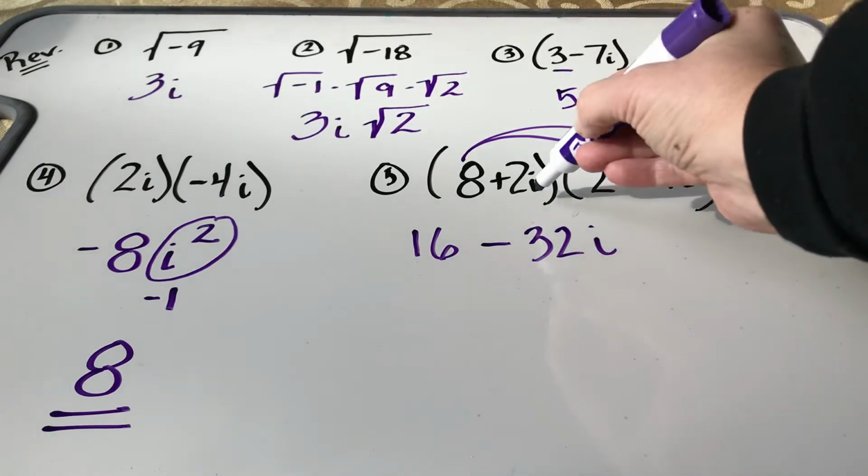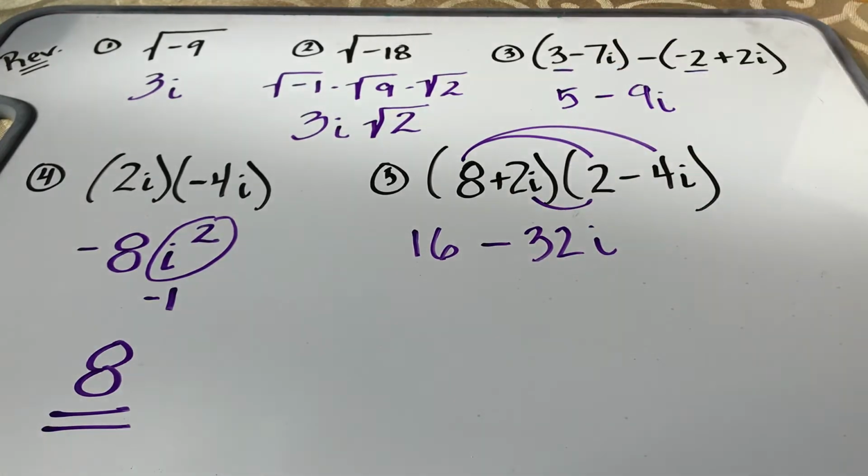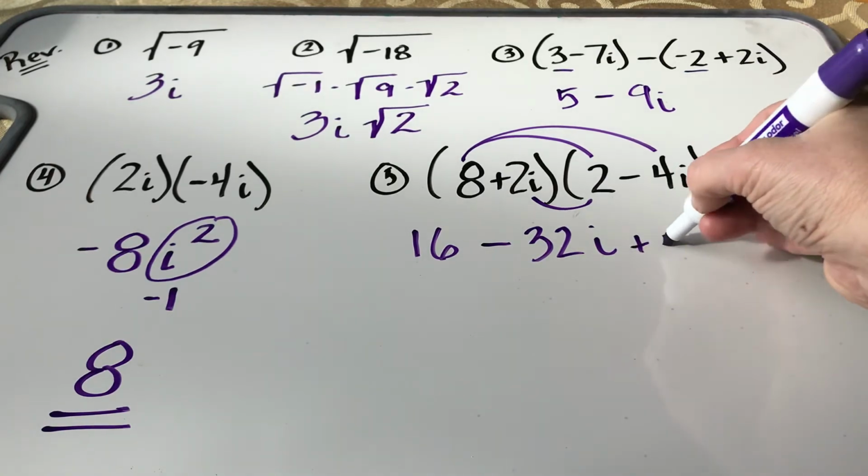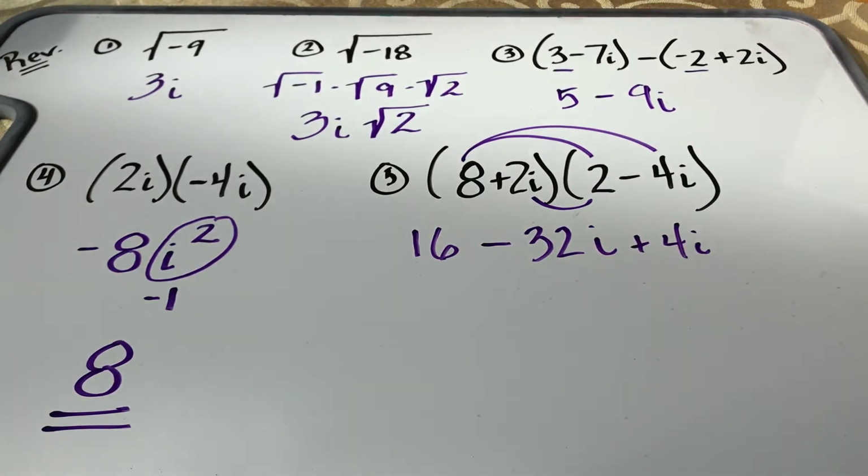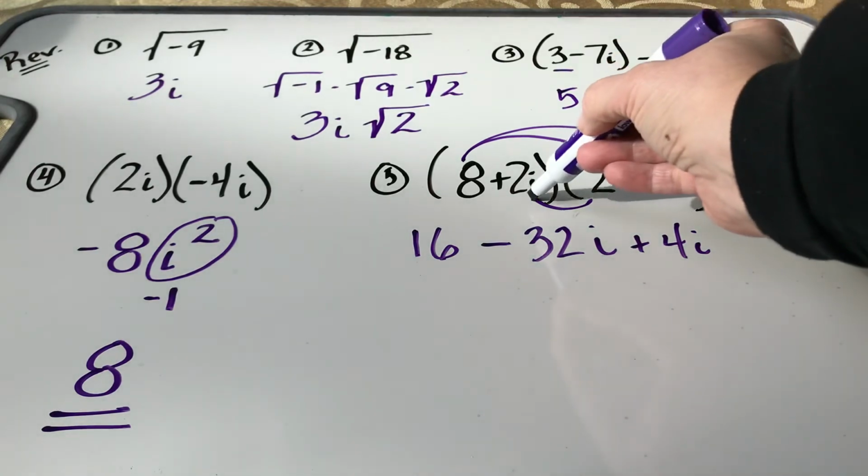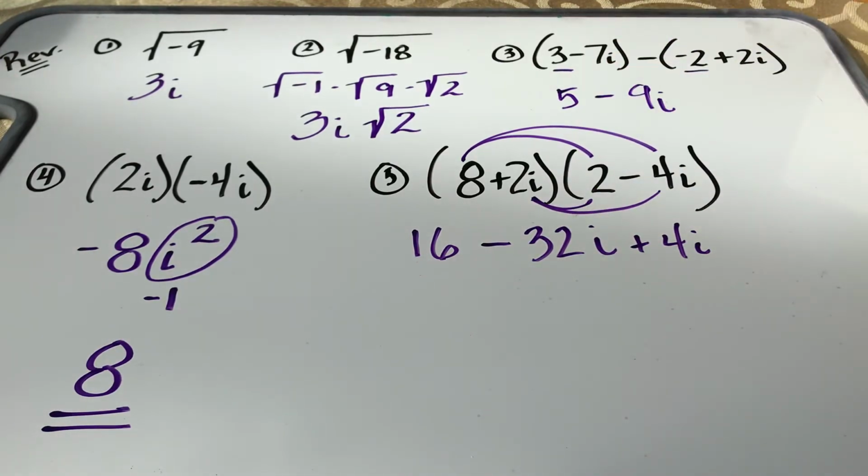Then we're going to go inside these here. So 2i times 2 would be plus 4i. And then last, we're going to go with these. We have 2i times a negative 4i, which would be negative 8i squared. So we did our FOIL. You can see we have 4 parts. Now we want to see if there's anything that we can simplify.